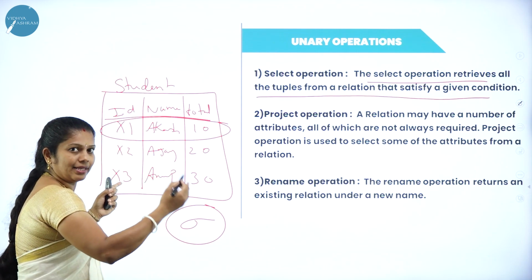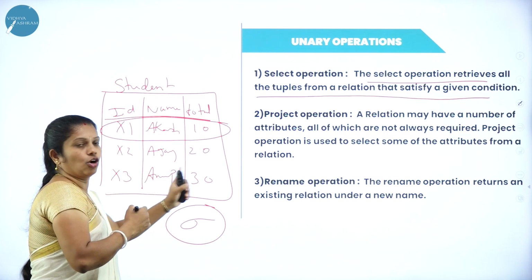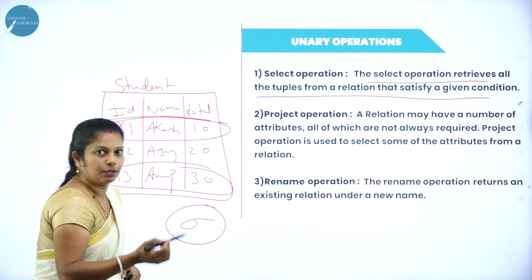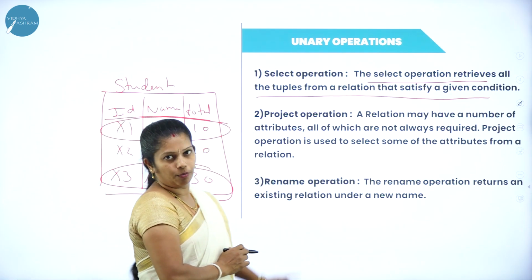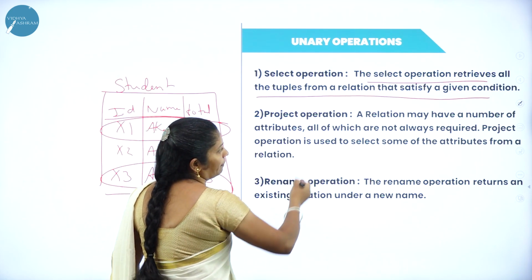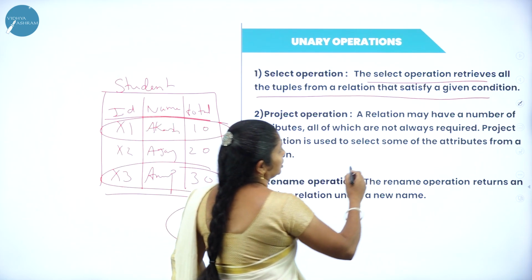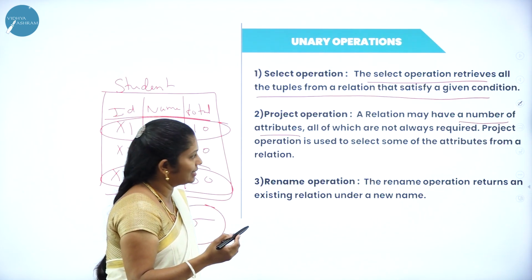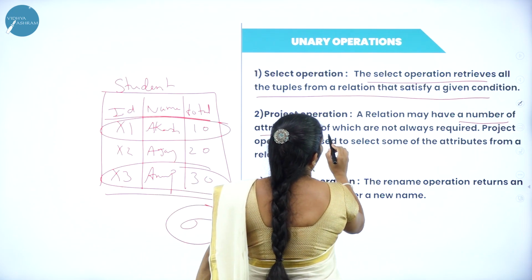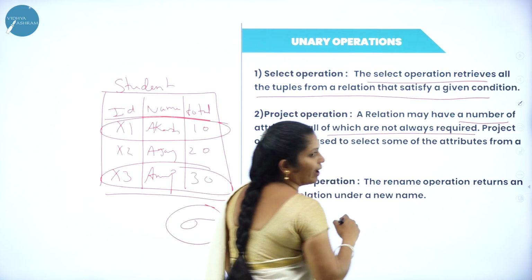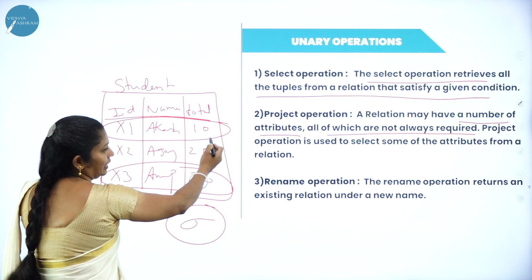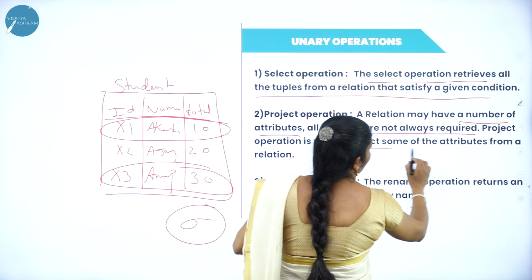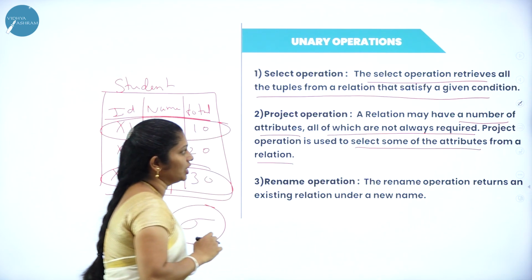For example, I can select all the information of a student whose ID is x3. Then this entire information I can access by using select operation. Whereas project operation, in project operation, the relation may have a number of attributes. More than one attribute I can select here, and all of them are not always required. Consider in this we have three attributes. Whichever attributes I want, I can use it to select some of the attributes from a given relation.